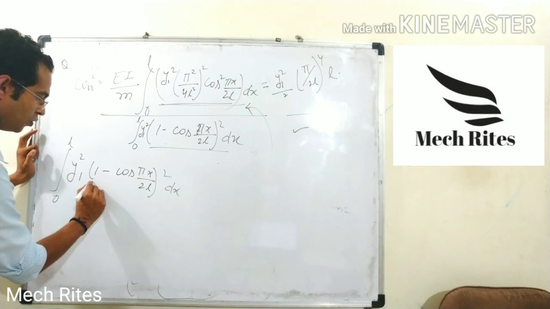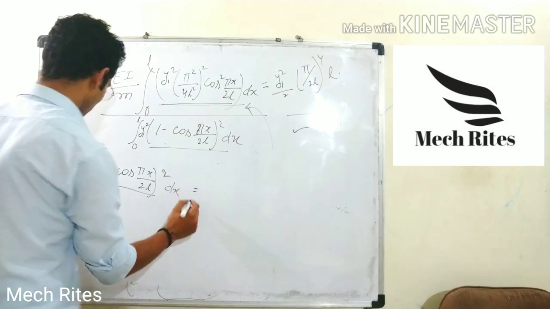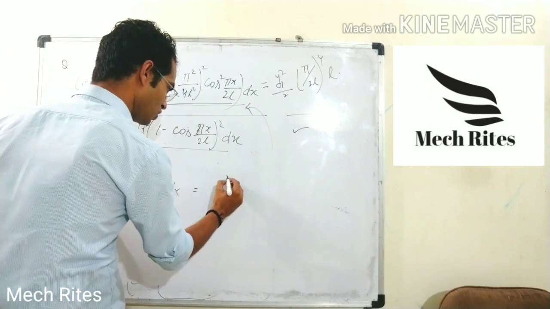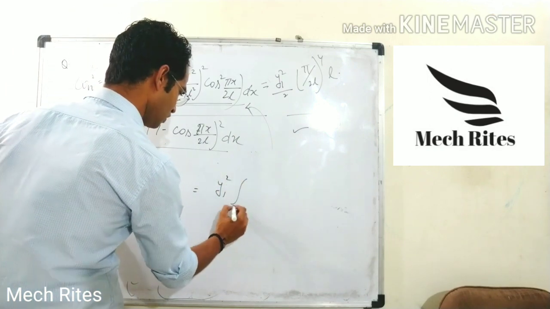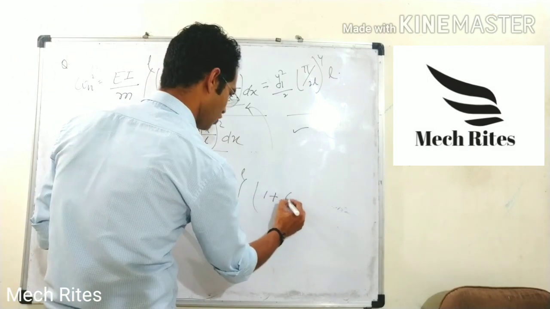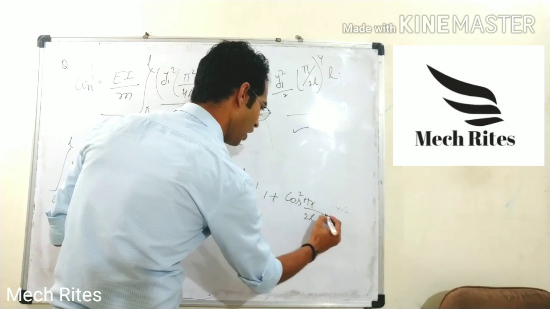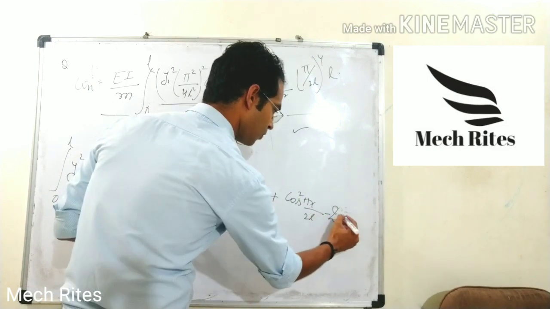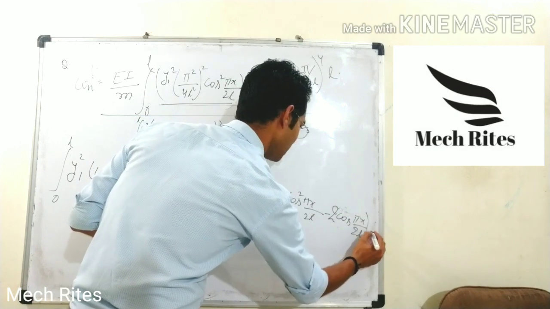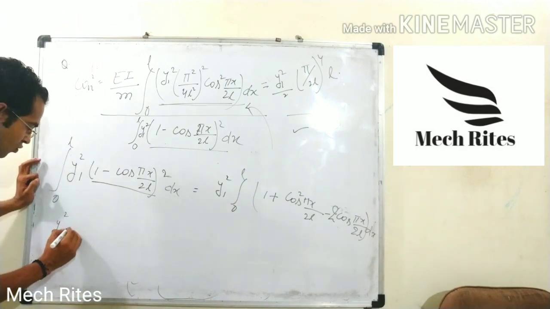First of all, it is (a minus b) to the power 2, so I will square it. y1 will work as a constant here, so this is a constant, 0 to L. (A minus b) whole square: 1 plus cos square pi x by 2L minus 2 cos pi x by 2L, dx. So if I integrate it, its value will be y1 square.